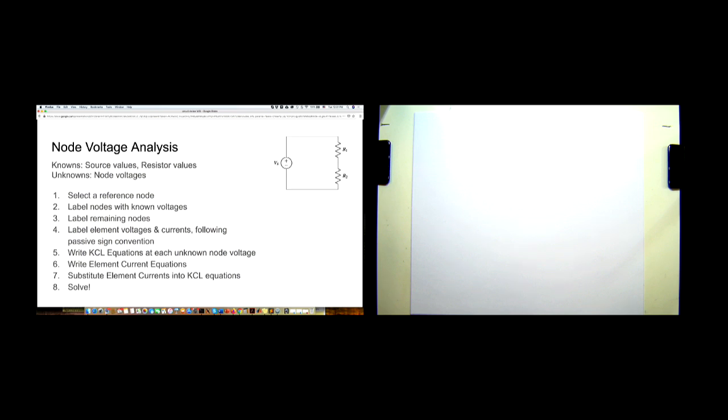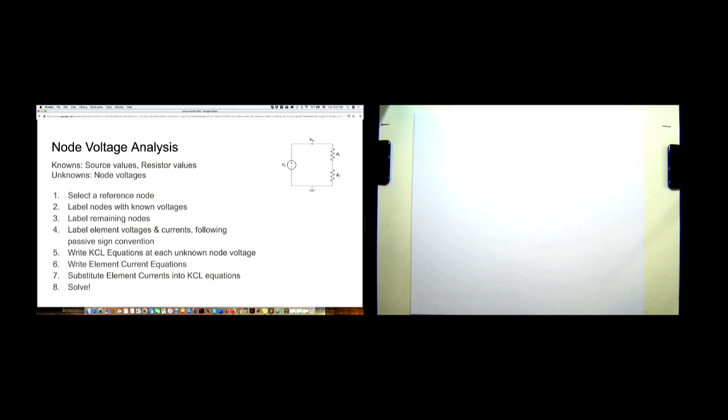Now, node voltage analysis is the first technique that was presented in this class. It is an algorithmic procedure that if you religiously follow the steps, you cannot go wrong. So first of all, you select a reference node, right? Let's say that we pick this node in our circuit. Next, you label the nodes with known voltages. Known voltages are the voltages set by independent voltage sources.